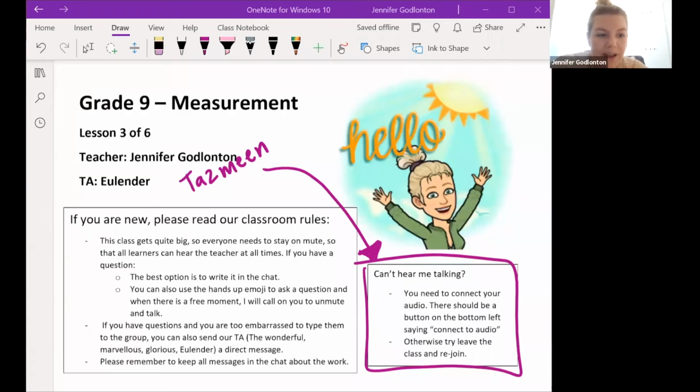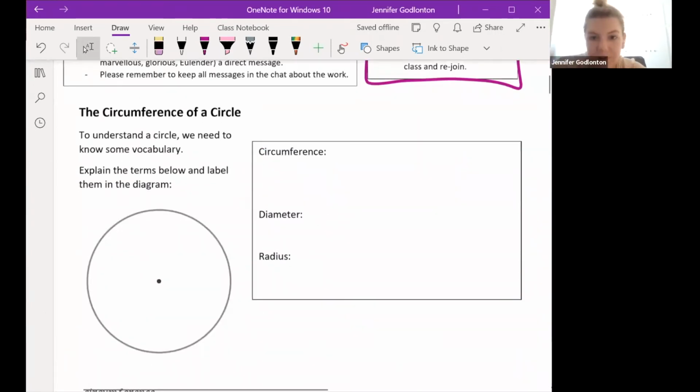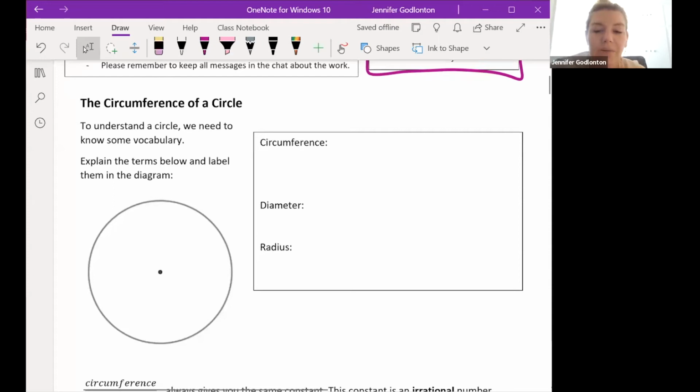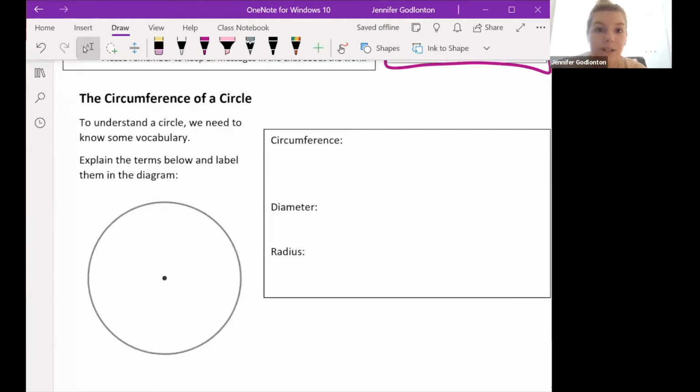As we work through the circle and dealing with pi, we're going to need to know a couple of words. I know some of you know these words, and so this is just very obvious revision, but for those of you who don't, I think it's important that we go over it.